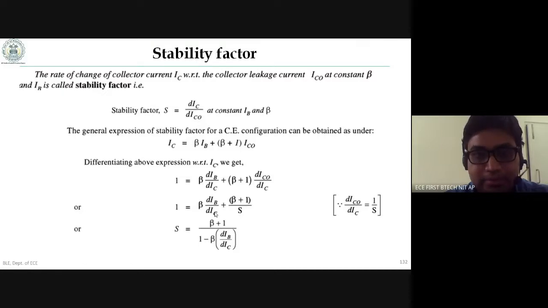Now what is meant by stability factor is nothing but the rate of change of collector current with respect to collector leakage current, at constant IB, the base current, and beta. So this is the definition or the relation of stability factor. So what is stability factor? Rate of change of collector current with respect to collector leakage current. Because we can see here the collector current is greatly dependent upon ICO.